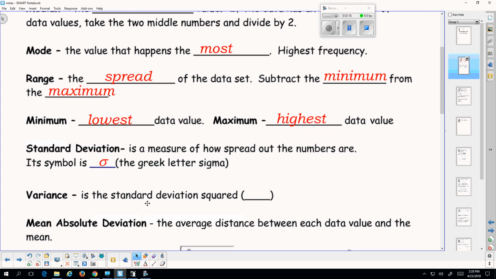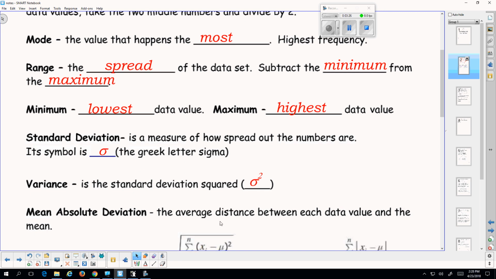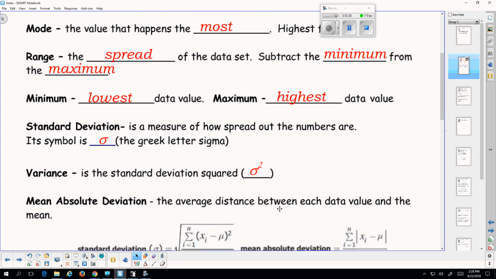Variance, you do need to know what this is, but I don't see it come up all that often. It's just taking the standard deviation and squaring it. And then mean absolute deviation is the average distance between each data value and the mean. So it's the distance, it's trying to figure out how far all the numbers are from the mean and trying to figure out what the average distance is.